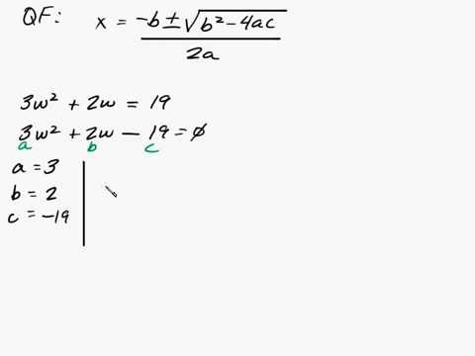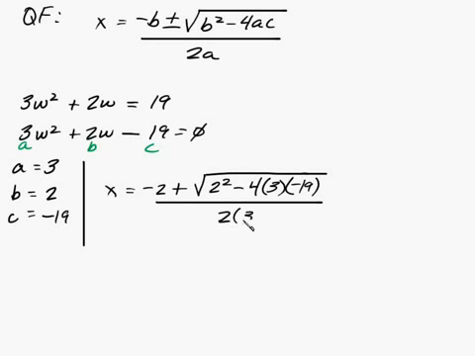So negative b, in this case here, x is equal to negative b, which is negative 2, plus. Not plus or minus, just plus, because we're working with a geometric figure, and there's no such thing as a negative side to any type of geometric structure. So plus the square root of b squared, so that's 2 squared minus 4 times a times c. So a is 3 and c is negative 19. And that is all over 2a, so that's 2 times 3.